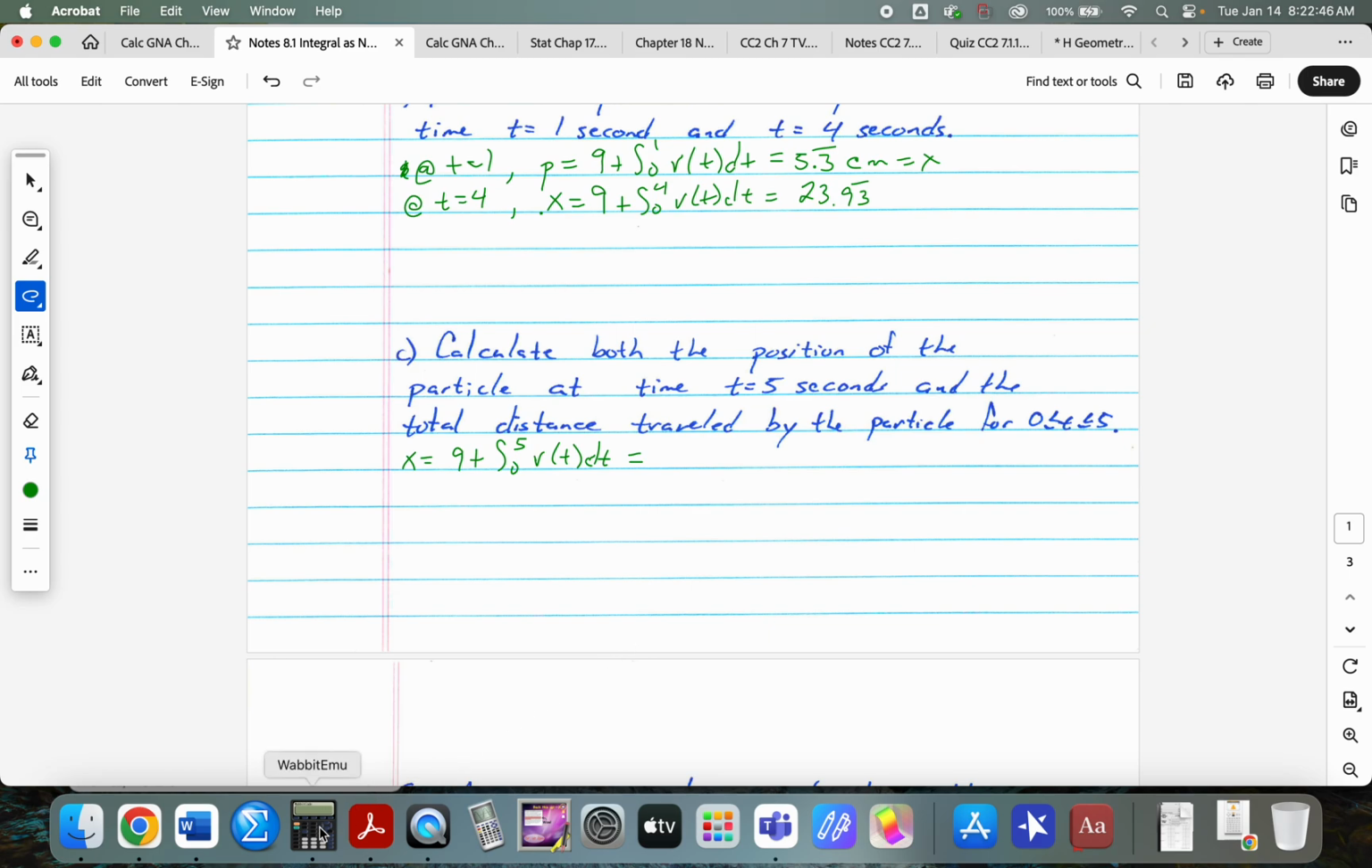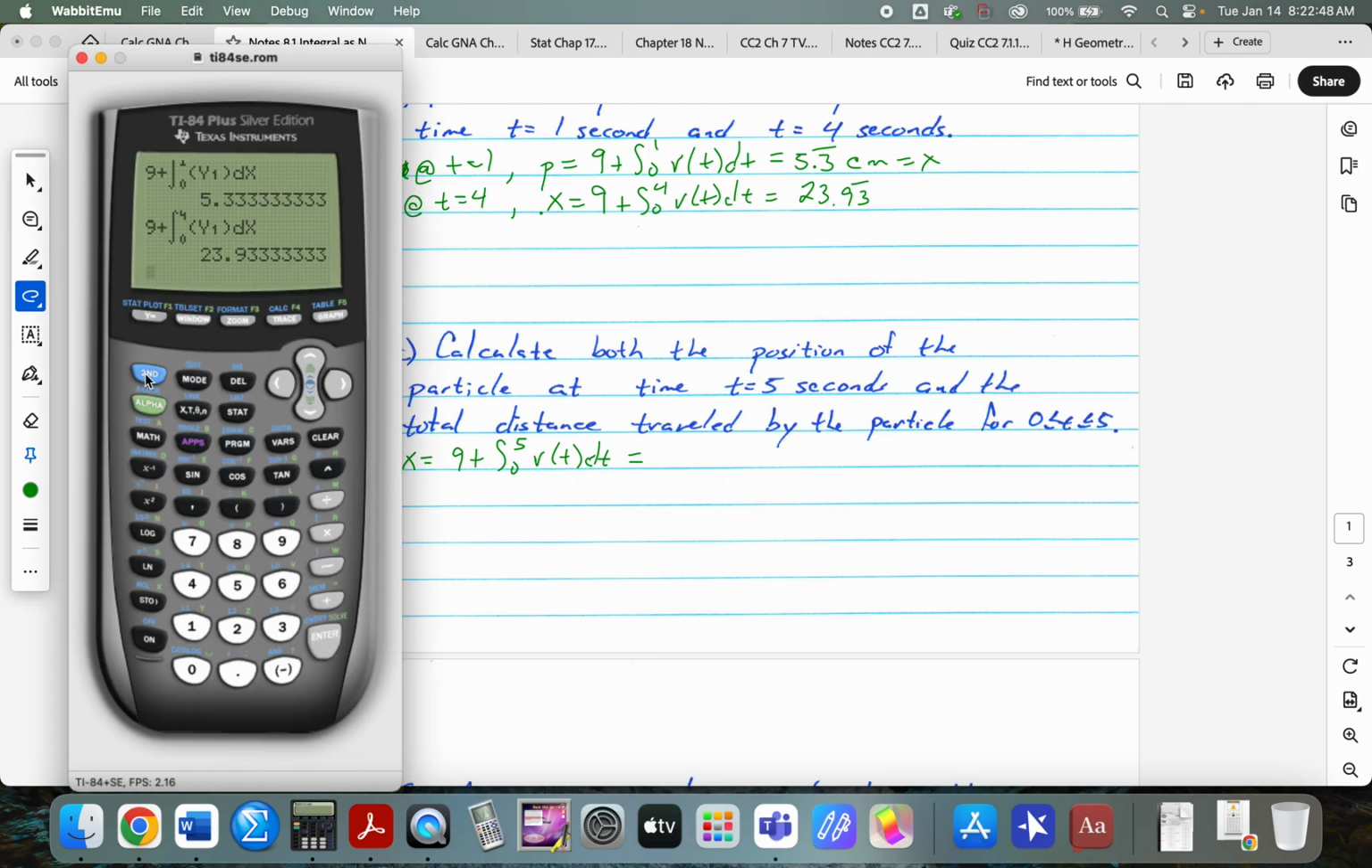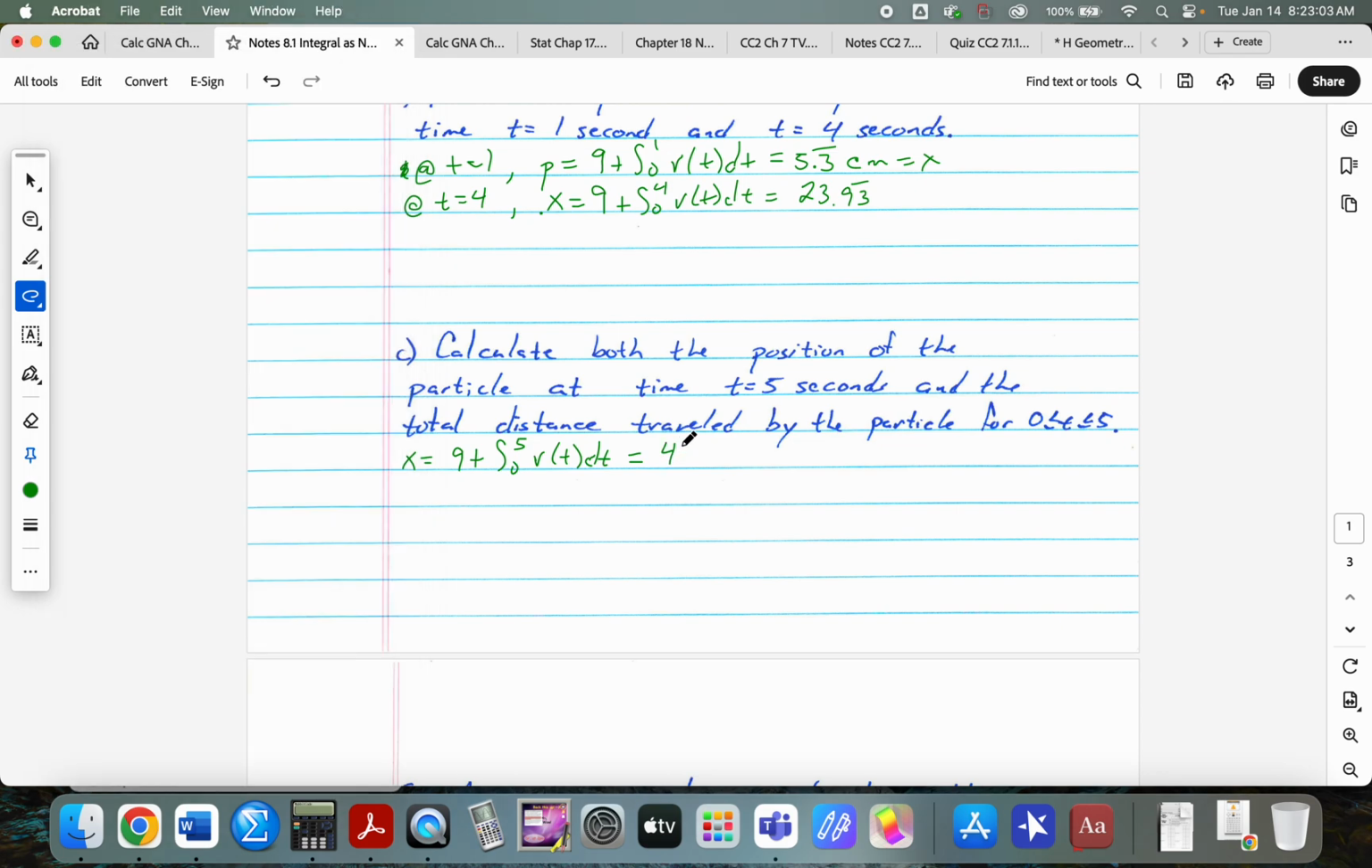I have no idea what that's going to be. I just want this to be to 5. I'm going to guess 31. Yeah, I'm not even close. 44 centimeters.